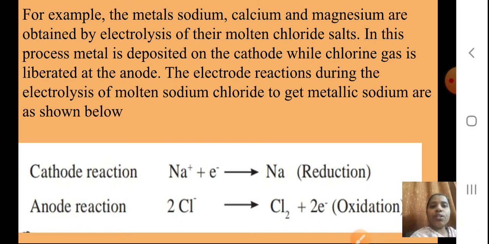The cathode reaction you will remember: Na+ plus e- gives Na, that is reduction. 2Cl- gives Cl2 plus 2e-, that is oxidation. See here, both reduction and oxidation take place. Students, learn properly what the cathode reaction and the anode reaction are. Electrolysis means you are going to pass electricity through the molten chloride salts. It can be sodium chloride, calcium chloride, or magnesium chloride. So we'll proceed.